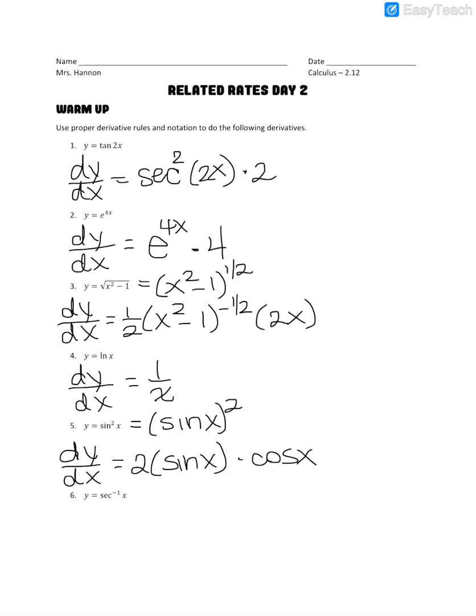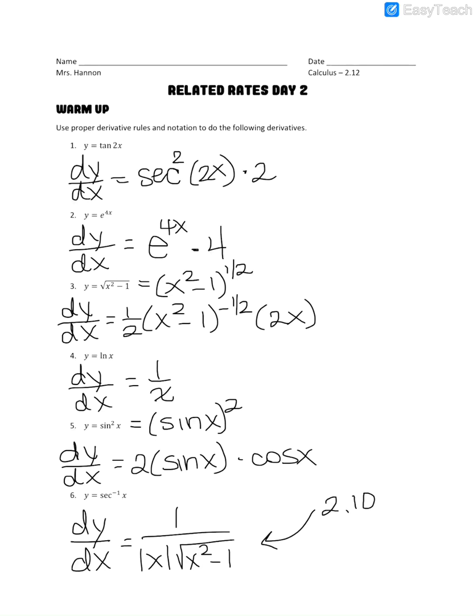Okay, the last one is actually from your 2.10 notes. It is a formula, so hopefully you looked back at your notes to do this one. And it is 1 over the absolute value of x, radical x squared minus 1. And again, you would have a note card with that formula on it for any tests or quizzes that you might have.